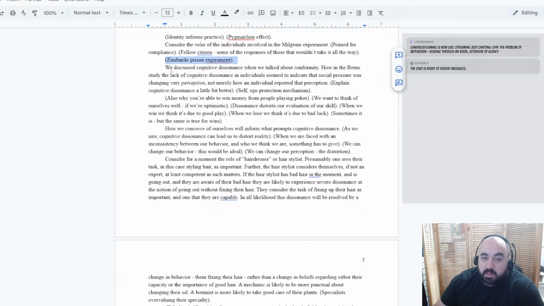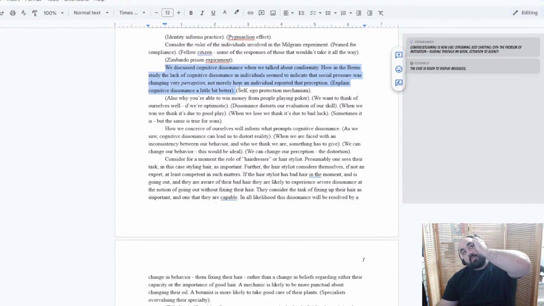We talked about cognitive dissonance when we talked about conformity, how in the Burns study, a lack of cognitive dissonance in individuals seemed to indicate that social pressure was changing perception itself, not merely how individuals reported that perception. We wanted to explain cognitive dissonance a little better. Cognitive dissonance is when your perception of reality does not comport with your beliefs about reality. When you are experiencing something that violates your worldview, you experience cognitive dissonance.